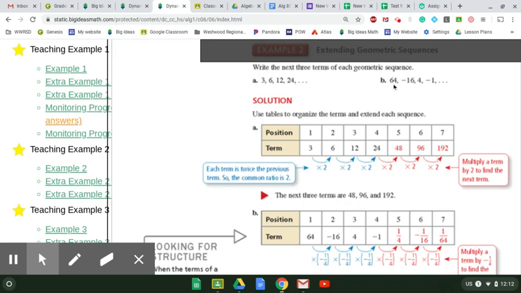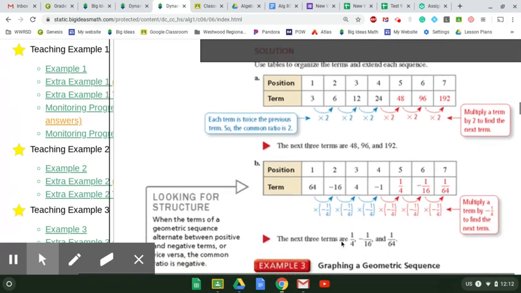Let's take a look at B. We have 64, negative 16, positive 4, negative 1. So it's important to notice here that the signs are changing. If the signs are changing from positive to negative, we must be multiplying by a negative number. Also, the numbers are getting smaller, so we must be multiplying by a fraction. So to get from 64 to negative 16, we're multiplying by negative 1/4. Again, multiplying, not dividing by negative 4. We're multiplying by negative 1/4.